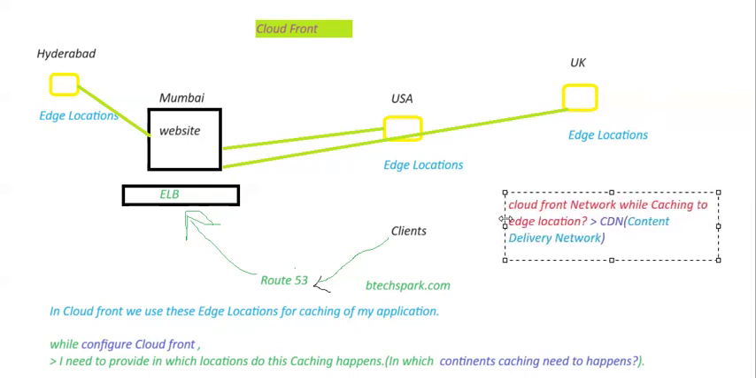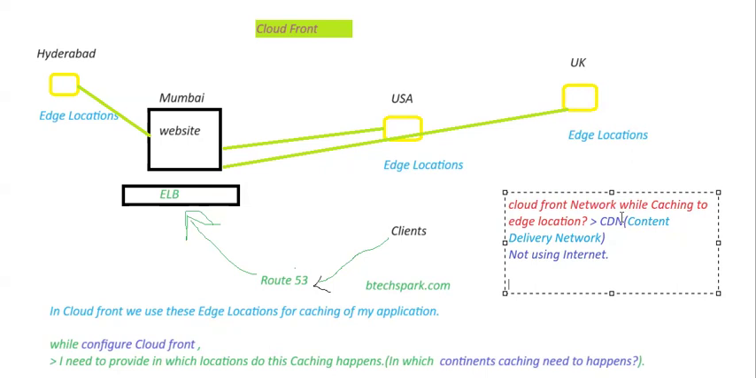Then how is it caching, sir? It is caching by using what? Content delivery network, not by using internet. Must remember this point. Maybe sometimes this is also asked in certification questions, not using internet. So the network is not internet. What is the network? Content delivery network, that is used by CloudFront to cache to the edge locations. While caching to the edge locations, CloudFront uses content delivery network, not internet.